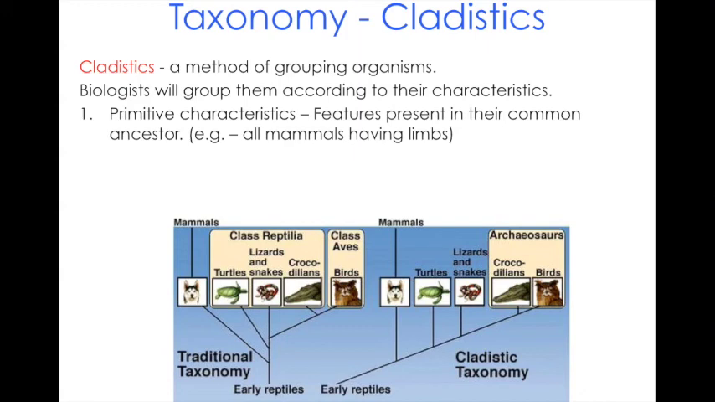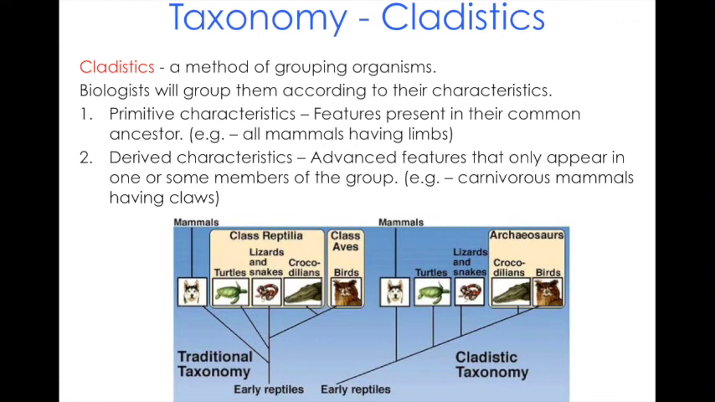We can either go by primitive characteristics, which seems to be the easiest thing that we can do, or we can use derived characteristics, which are your more advanced features that appear in some members of groups. And so, we understand that all members of a particular group, for example, all mammals, have 4 limbs. That's a primitive characteristic that is common in all mammals, and their ancestors show those characteristics. But then we also have to understand that there are more advanced features that come out from a particular group. For example, carnivorous mammals having claws is a derived characteristic.